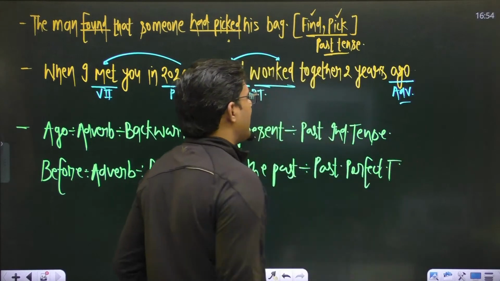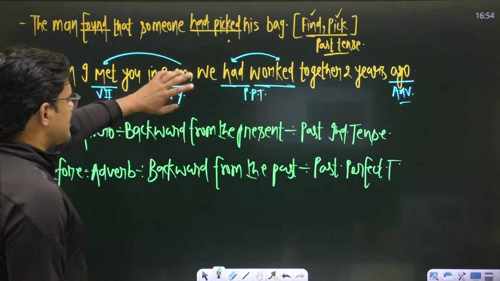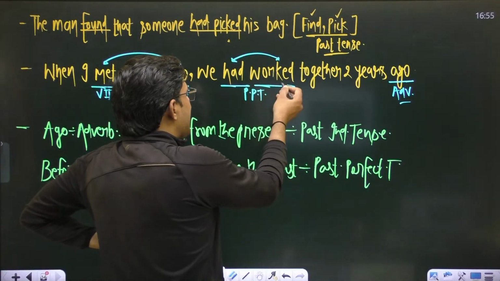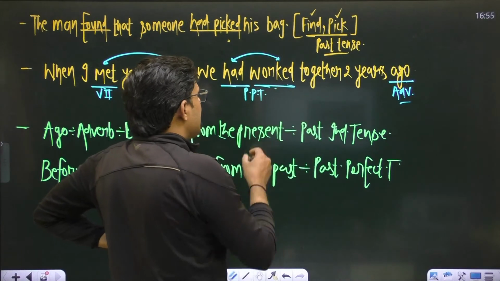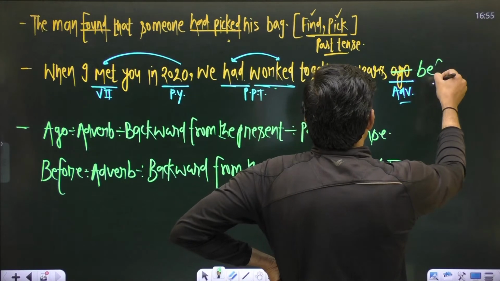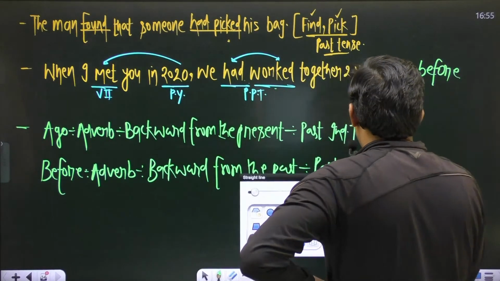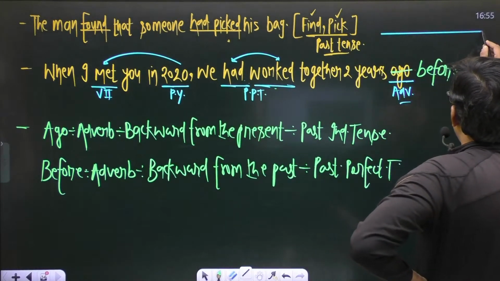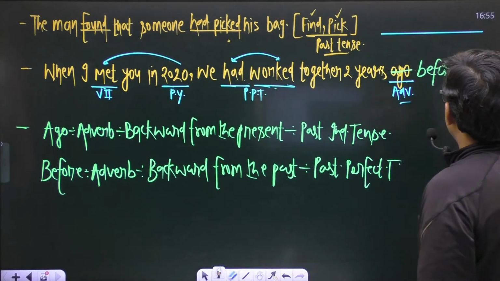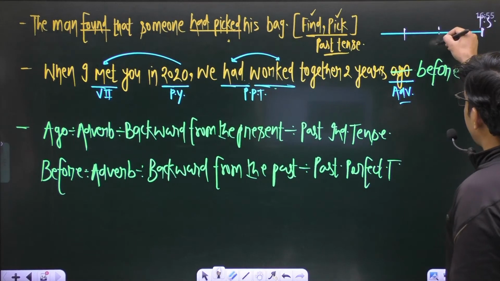So if you apply this, when I met you in 2020, we have discussed past tense, and after that he said we had worked together 2 years ago. But this past perfect doesn't demand ago, it demands before. So imagine you have a time line. This is the present time, the time of speaking, TS, and these are the two different moments.